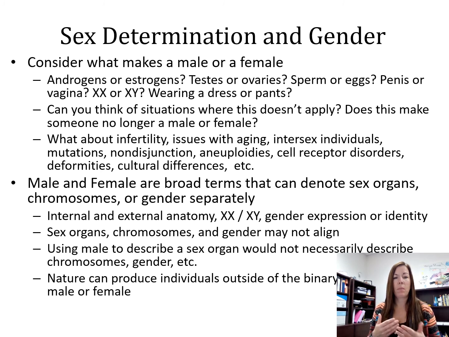And so male and female can, in broad terms, denote sex organs, chromosomes, or gender independently. It's really a big, huge understanding. So sometimes the internal anatomy doesn't match the external anatomy. That happens. Sex organs and chromosomes and gender may not align. There's all kinds of interesting things.